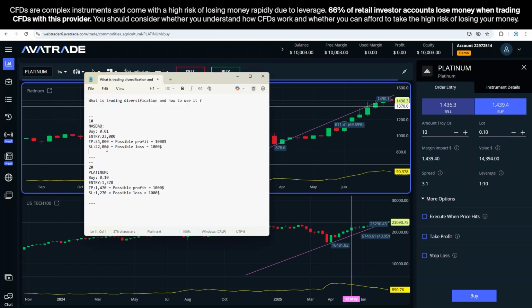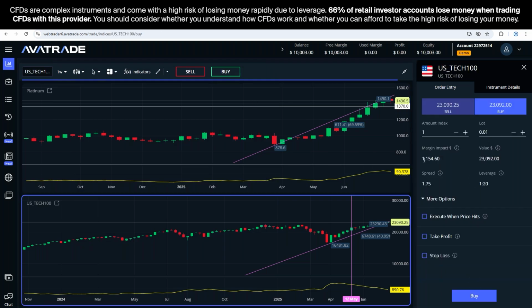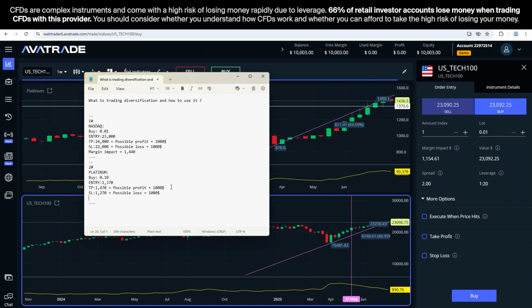and now we see that the margin impact here is 1,439. Okay, let's make it a flat 1,440. And in here, the margin for NASDAQ is, just a second, okay, 1,150. I'm going to tell you guys that the margin impact is the necessary amount for me to open the position. This is why I need to know it.